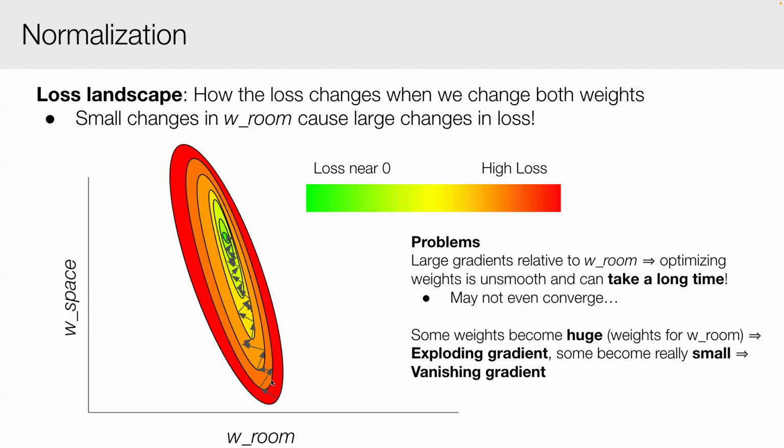Like we go from a really red region to a really orange region. So what I'm trying to get at is small changes in W room result in massive changes, which means its gradient is going to be huge, right? It's going to have massive gradients.